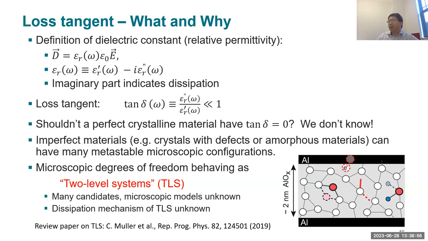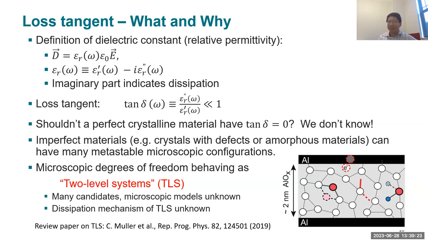Let me take a step back. Dielectric materials could have TLS, they have this loss tangent. Therefore, the goal of making good qubits is to use as perfect a dielectric as possible. So what is the most perfect dielectric? It is vacuum. So the first step is you try to use vacuum as much as possible.